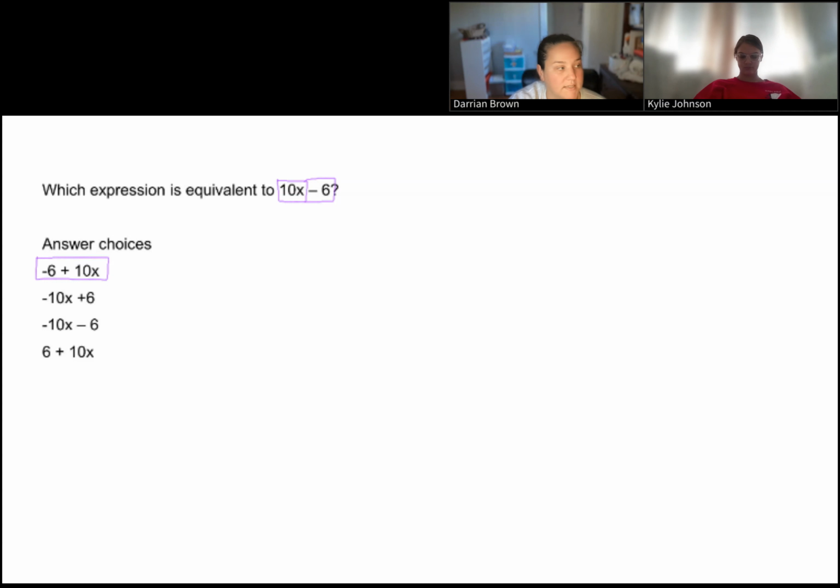So on questions like these, where you're having to use that commutative property to change the order, just remember you cannot change the value of the original numbers. So if the original 10 is positive and the original 6 is negative, it has to stay that way even when you change the order.